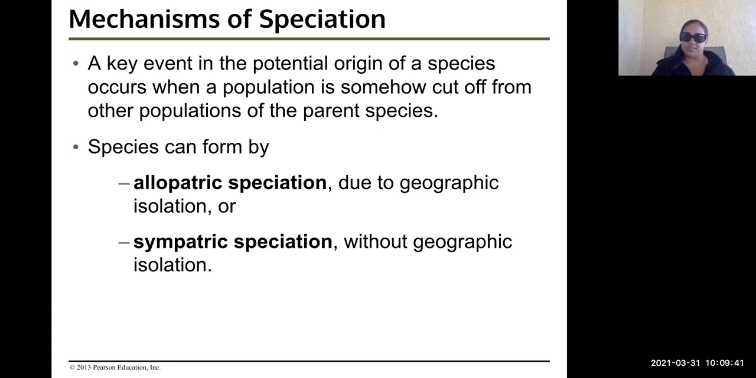Geographic isolation is one of those examples. A mountain range pops up, splits two populations so that they grow differently on each side of the mountain range. Or a canyon can pop up due to an earthquake, or a river can split two populations. Something having to do with geography isolating these two populations.